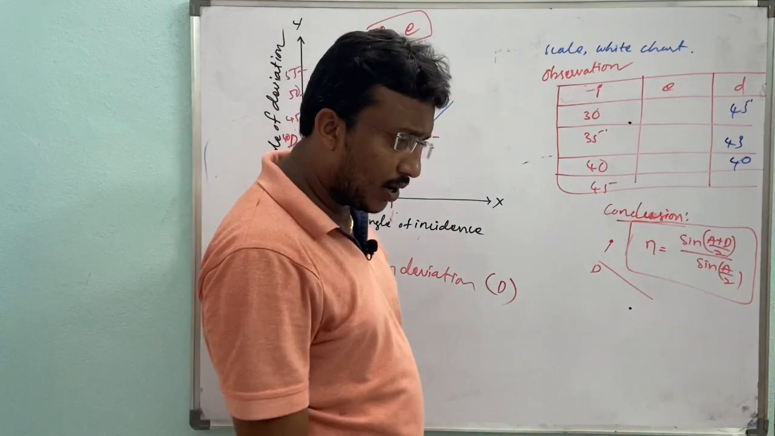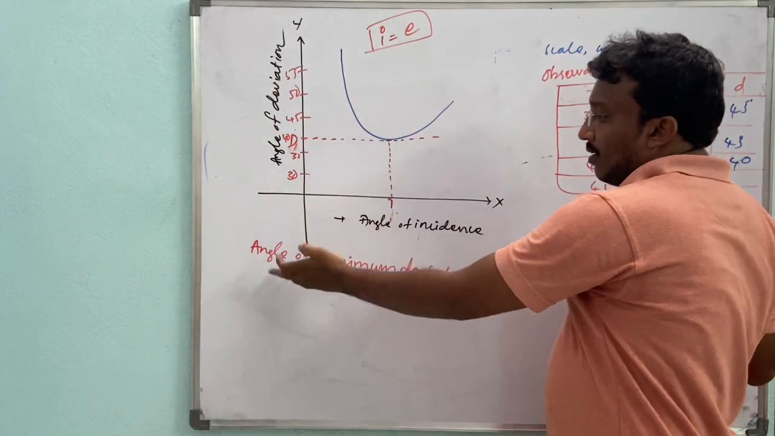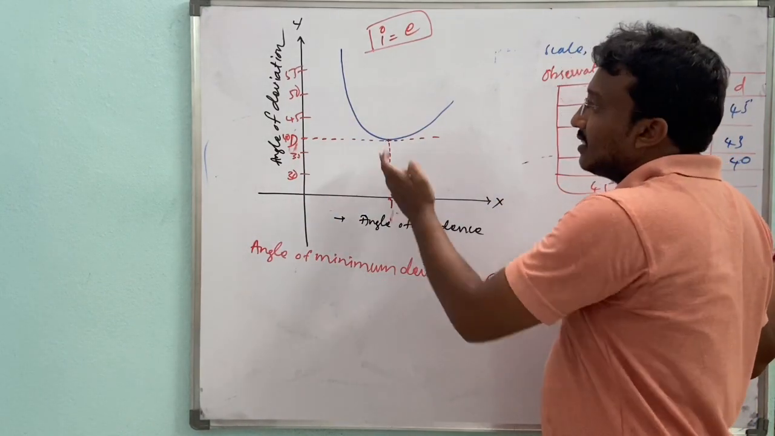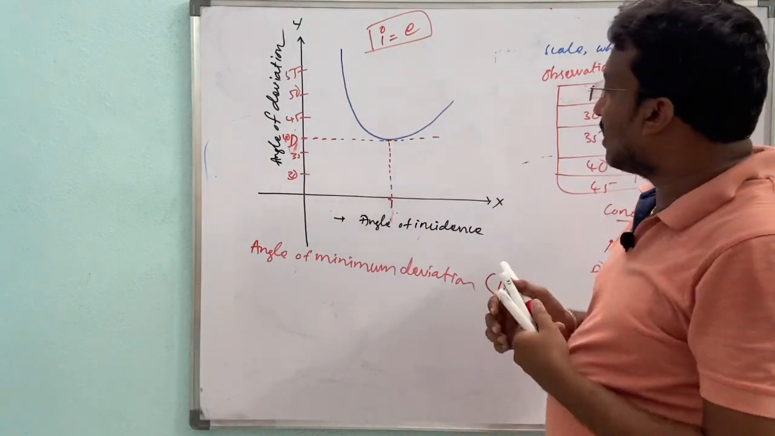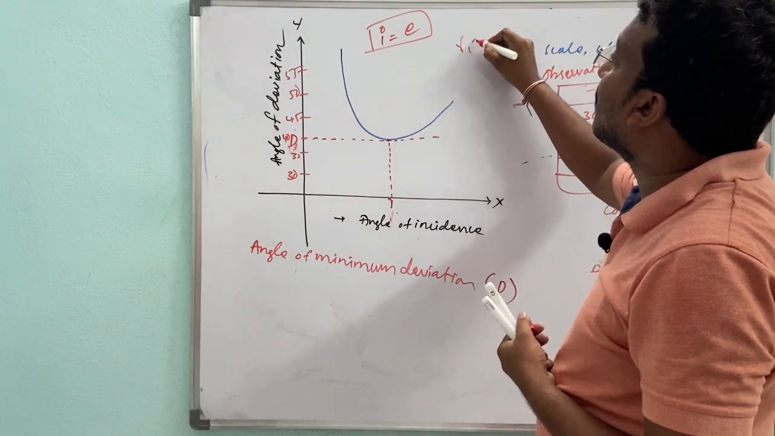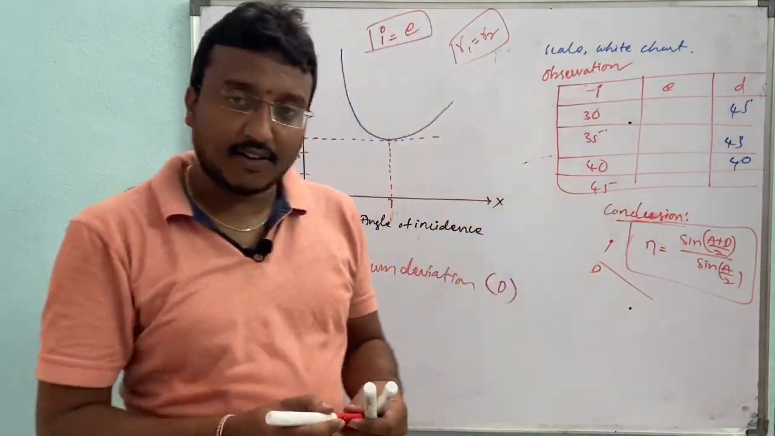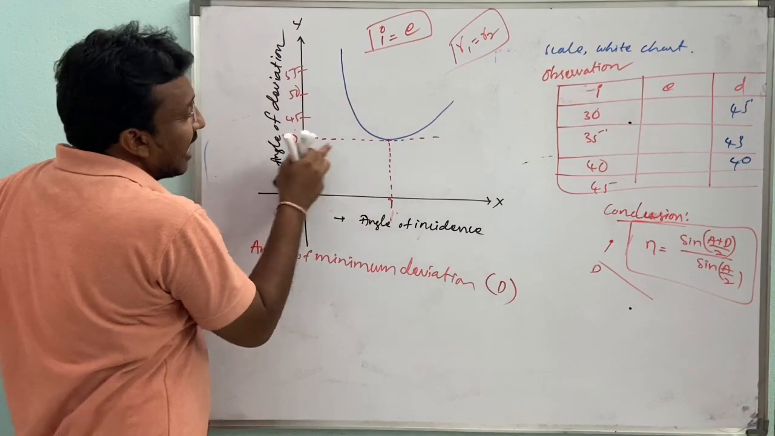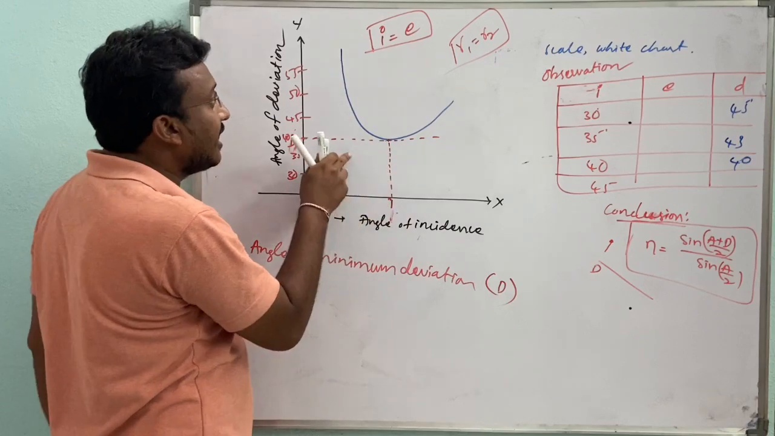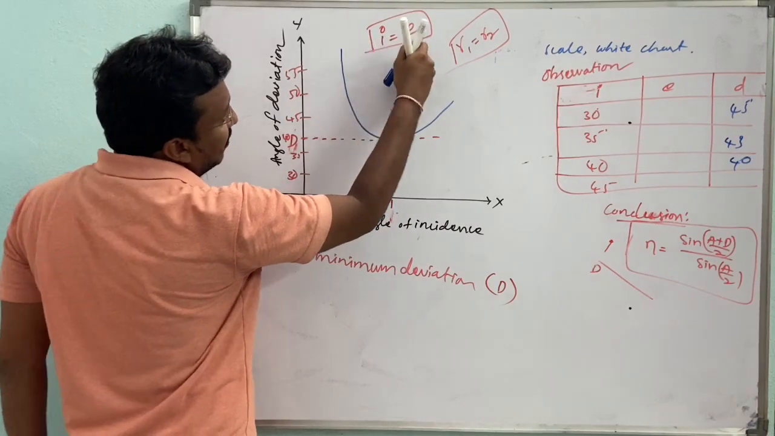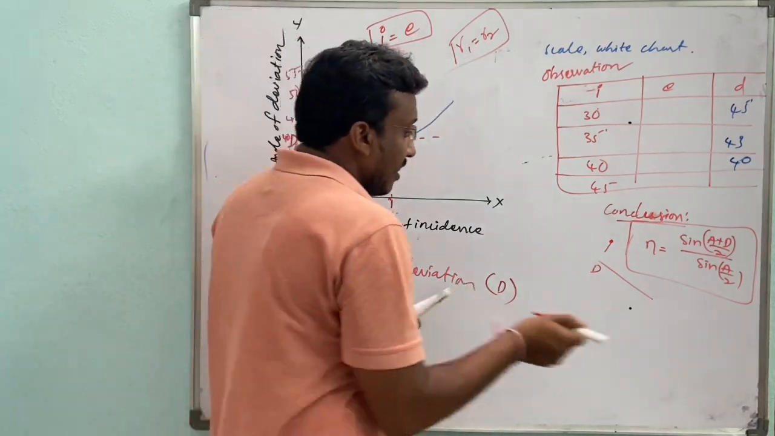You have to notice a very important thing. Got it? Right? When the angle of minimum deviation is suffered, then angle of incidence is equal to angle of emergent. And one more thing, then R1 equals R2. Have you understood? Only in this case, incident angle is equal to emergent angle, and at the same time R1 equals R2.